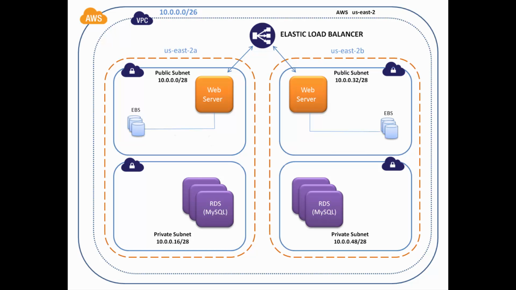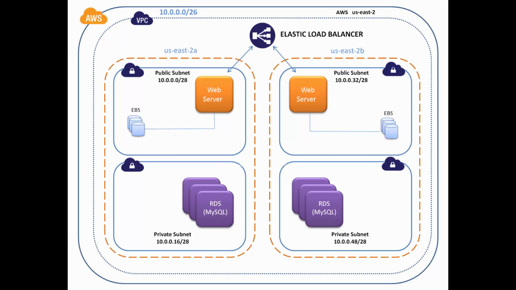So this is a basic architecture diagram of the VPC that we will be building. We will be using the geographic region US East 2, that is Ohio, and two availability zones we will be dealing with, that is 2A and 2B.